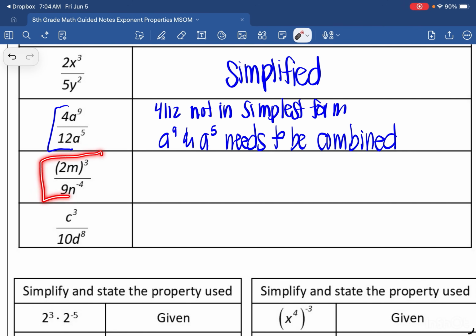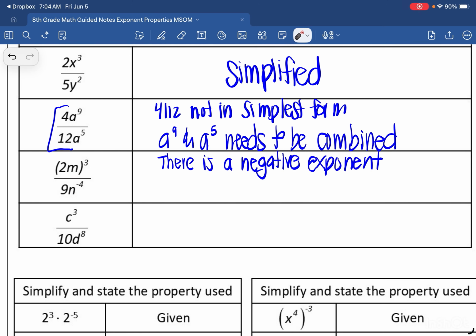Let's look at this one right here. All exponents of variables need to be positive. I have a negative exponent right there. All numbers are in simplest form. 2 over 9, that cannot be reduced. All powers with like bases are combined. I can't combine the m's and the n's, and no parentheses. There are parentheses here.